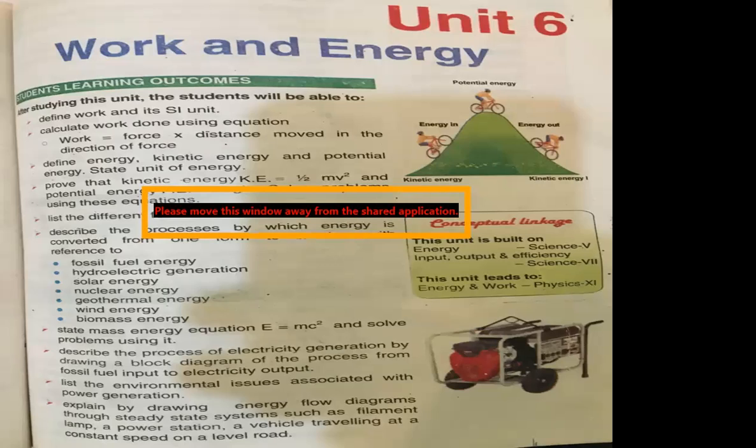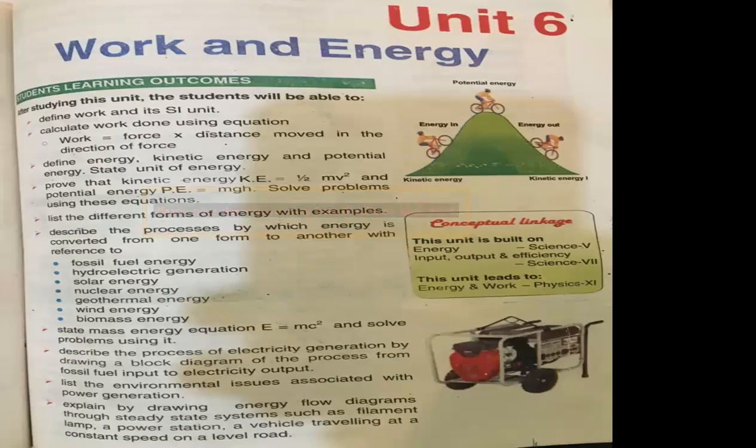The fifth MCQ is: the kinetic energy of a body of mass 2 kilogram is 25 joule. Its speed is. A is 5 meter per second, B is 12.5 meter per second, C is 25 meter per second, D is 50 meter per second. The right answer is A, which is 5 meter per second.